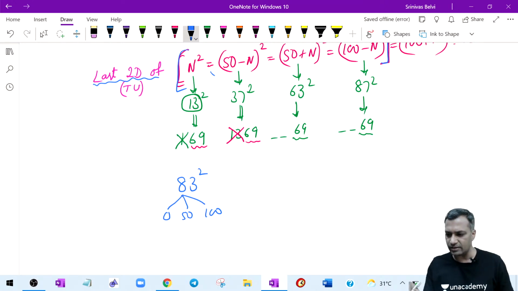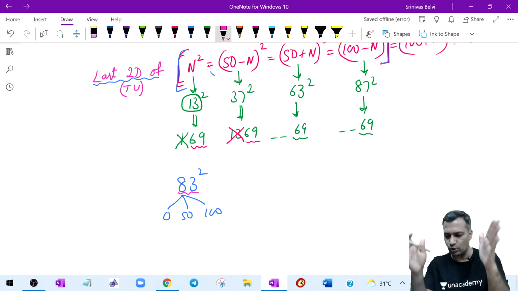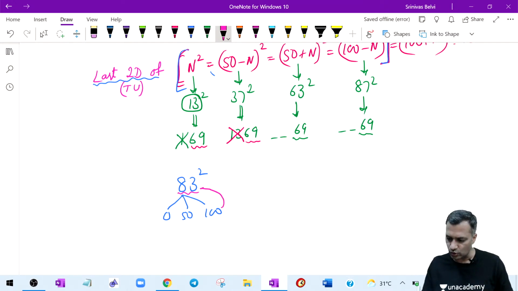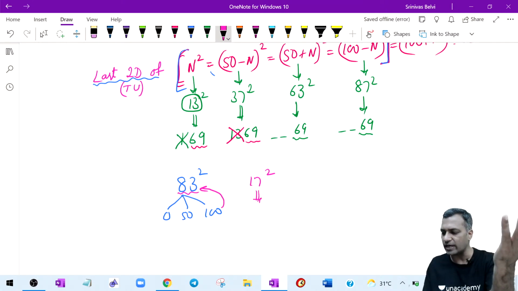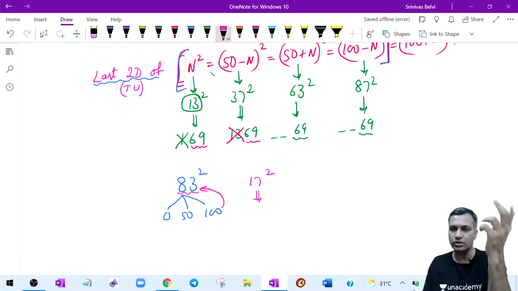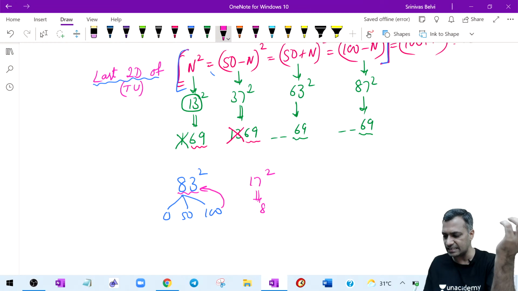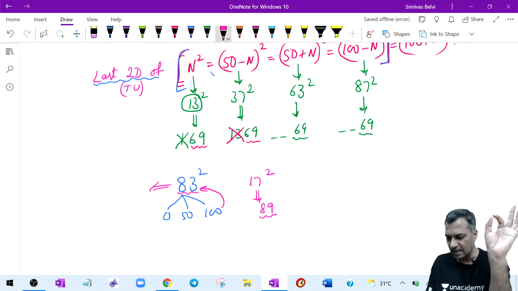You look at this 83, don't look at 83 square, look only at the base 83. Is 83 close to 0, close to 50, close to 100? Write the deviation. It's close to 100. What is the deviation? 17. Therefore, you quickly say in your mind that the last two digits of 83 square are the same as 17 square. I know the square is 289, so the last two digits of 17 square are 89. Hence the last two digits of 83 square are also 89.